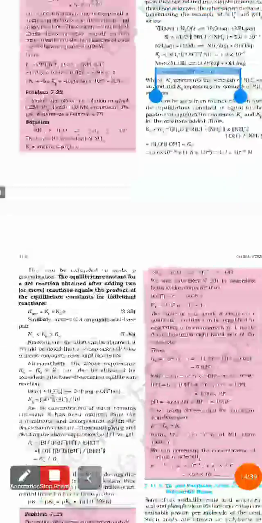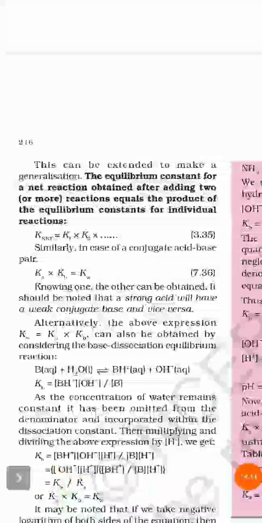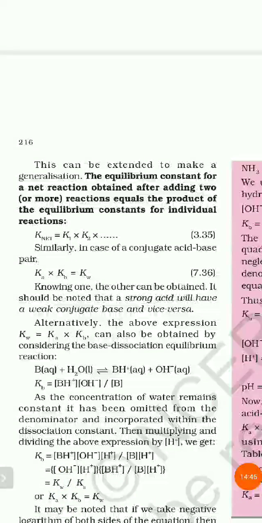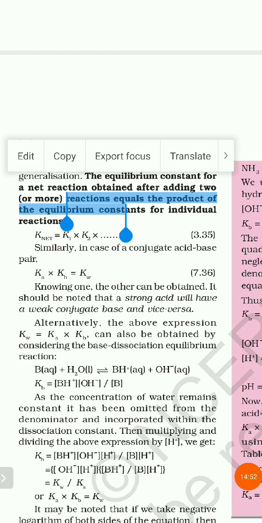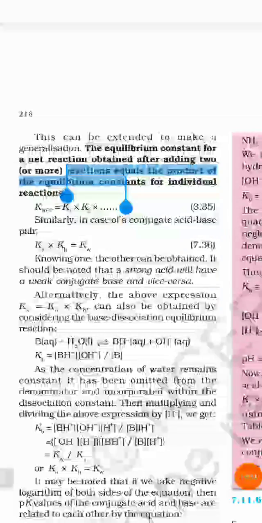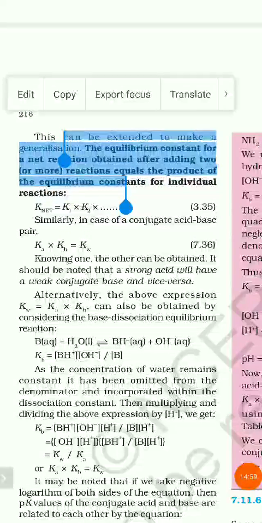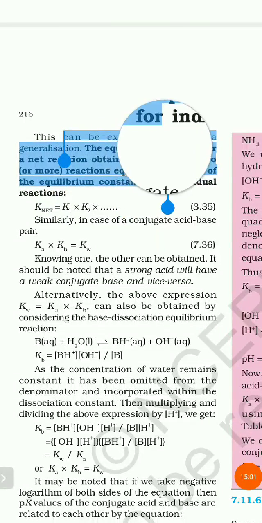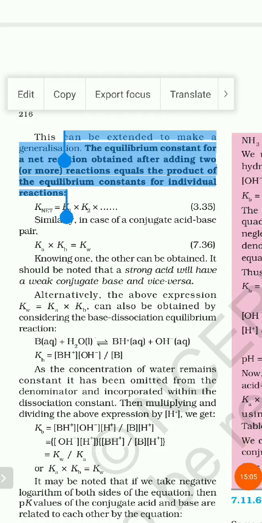Therefore, how do we express the net overall reaction? Just look here. This can be extended to make a generalization. The equilibrium constant for a net reaction obtained after adding two or more reactions is equal to the product of the equilibrium constants for the individual reactions. That means we want the net overall reaction, you want an overall reaction.